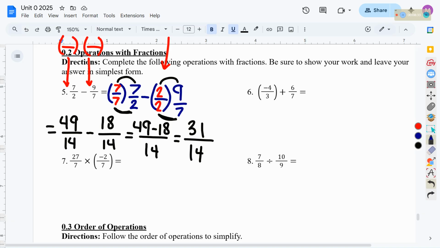So for this one, we should observe there's no common multiple. I cannot turn 3 into a multiple of 7. I can't turn 7 into a multiple of 3 yet. So what we're going to have to do is we'll have to change them both.